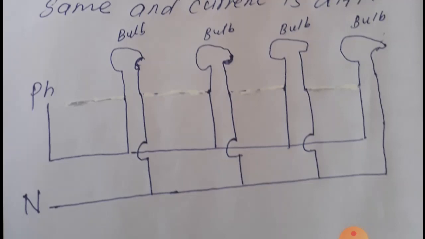I hope all of you are clear about these things. Today our topics were first basic electricity, next current, voltage and resistance, next power, next electrical circuit, and next connection of electrical circuits, series and parallel. I hope all of you are clear about it.